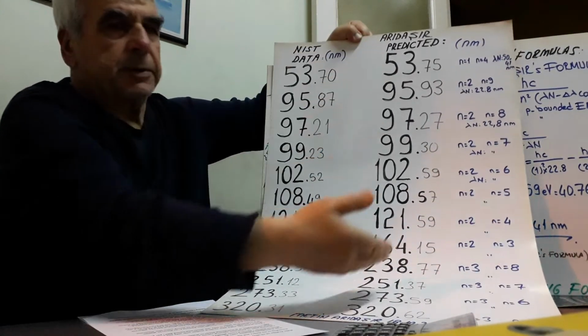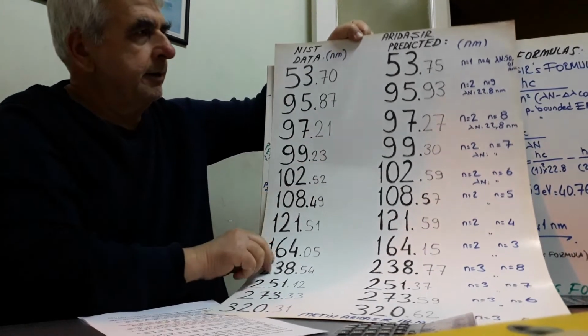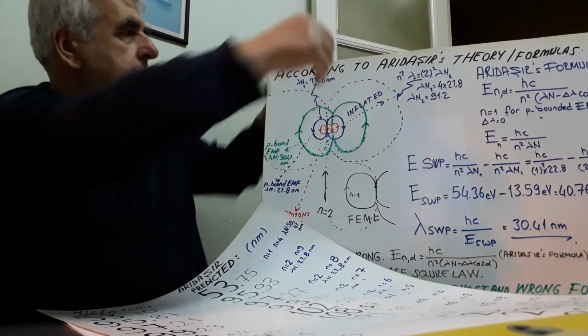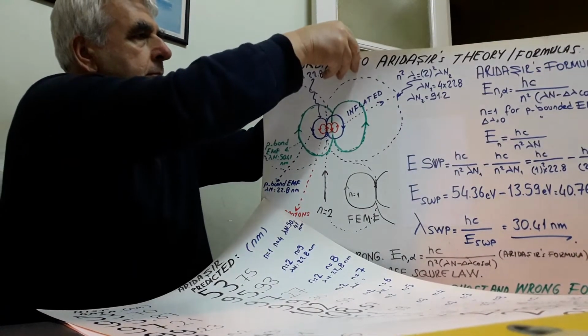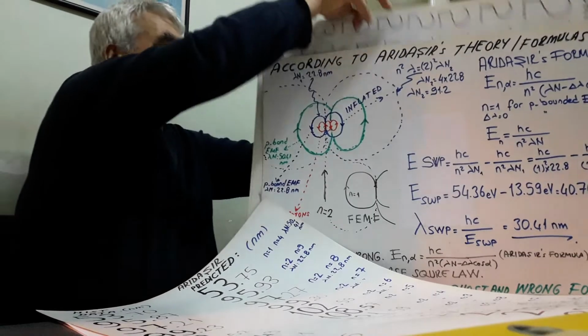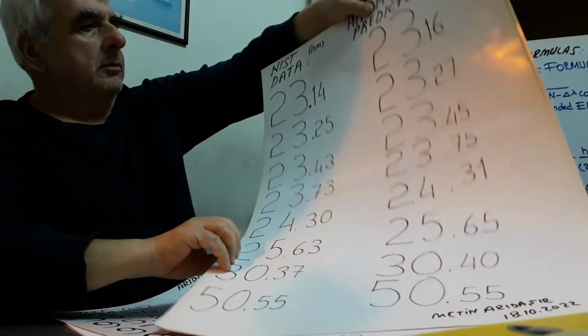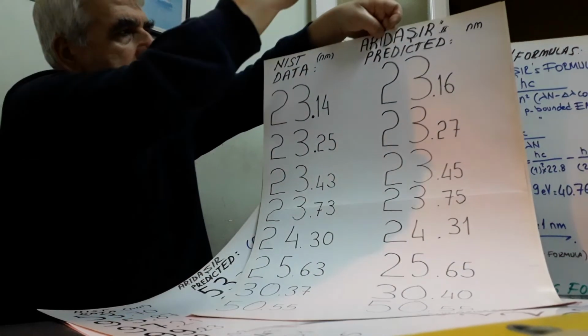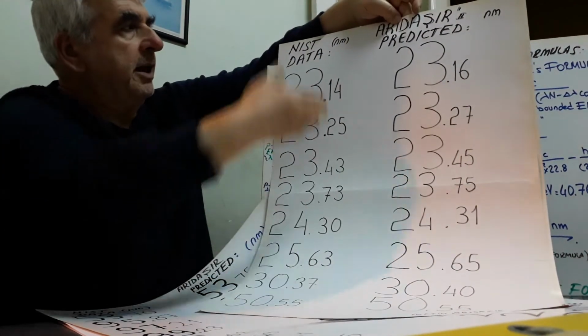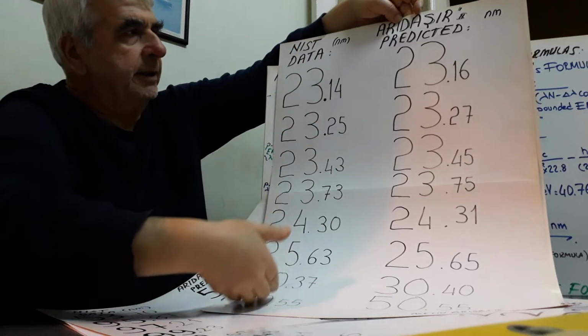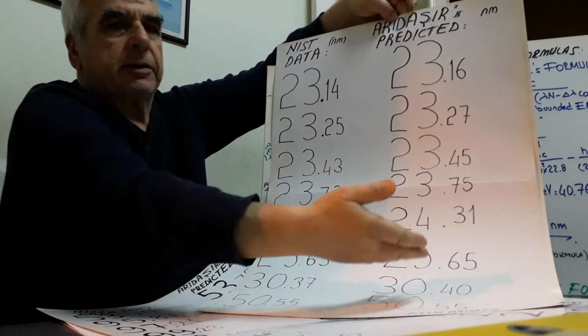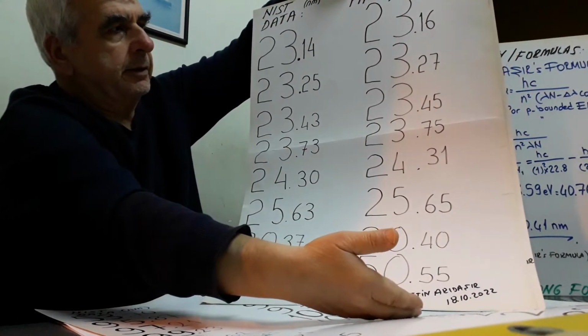Helium's spectral lines. Helium spectrum line. NIST data, left side. My prediction and computation, right side.